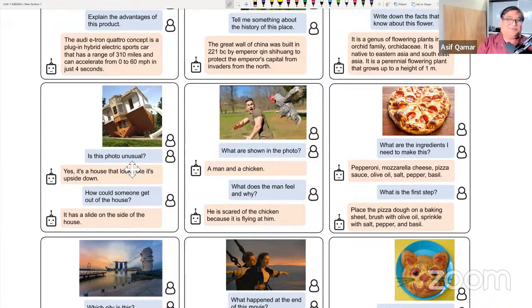I don't know, but this is quite impressive, isn't it? And you can download and run this model. How could someone get out of the house? And it even tells you, it has a slide on the side of the house. It knows that the doors are no use. If they want to know anything about the home, they will know.